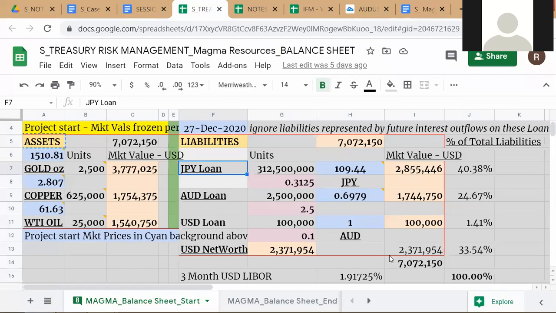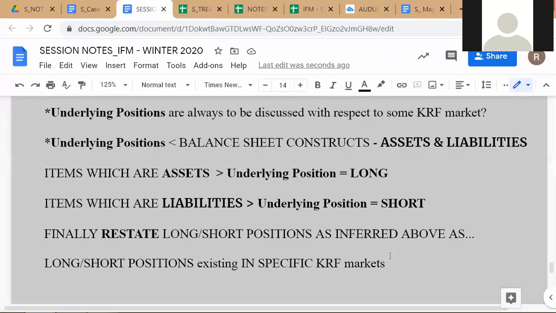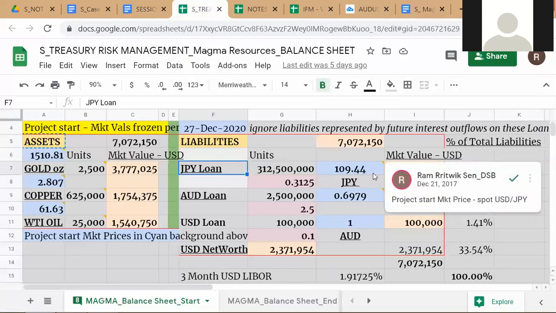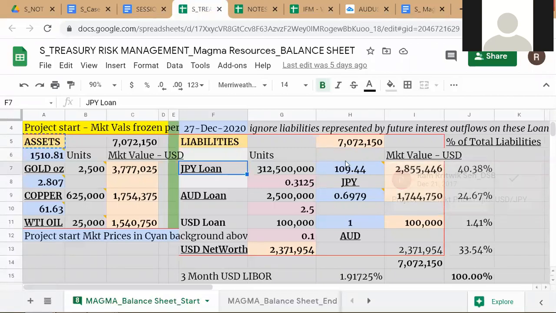The reason this extra step is important is because the KRF market is a dollar yen market. So whenever you discuss the position in a particular market, you have to discuss the position always with respect to the base asset.